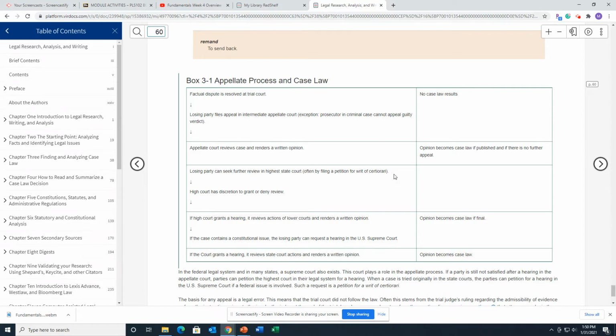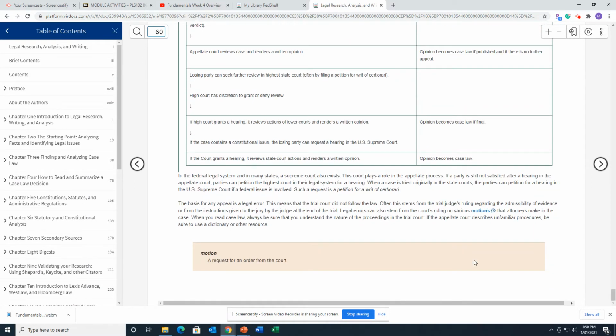Supreme Court. Again, they'll file a petition for writ of certiorari. And if the court then grants a hearing, they will write an opinion, and that's that.